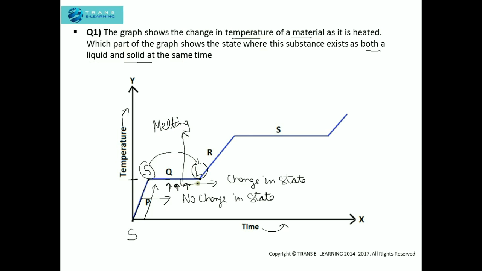So as per the question, which part of the graph shows the state where the substance exists as both a liquid and solid? You can see here that at the initial point we have the solid, and at the final point of this Q phase we have the liquid, and this phase represents the process of melting. So the answer is: the Q part of the graph represents the state where the substance exists as both a liquid as well as solid at the same time.